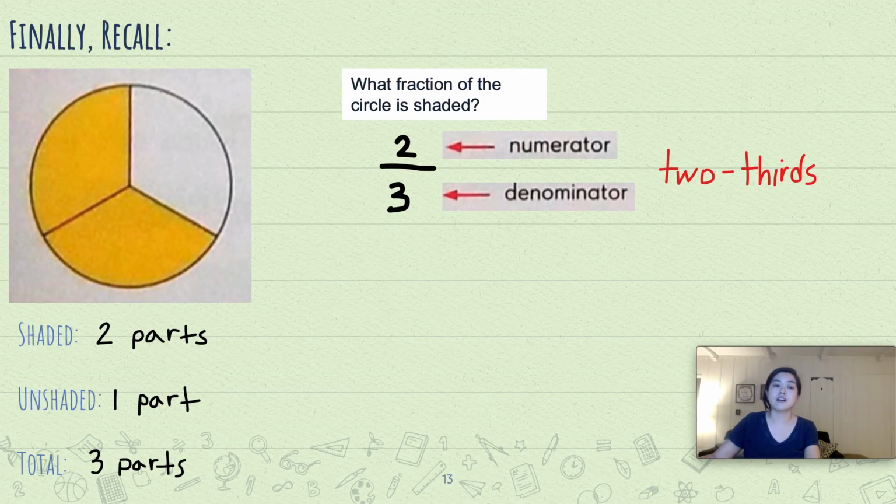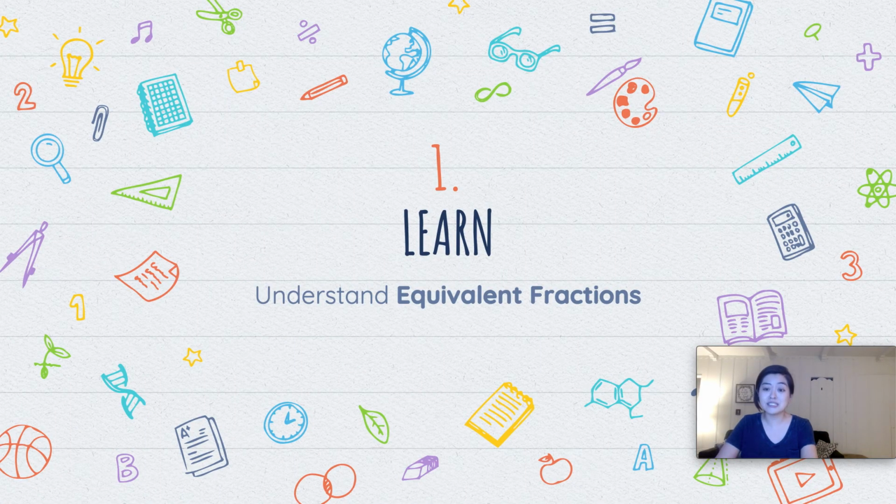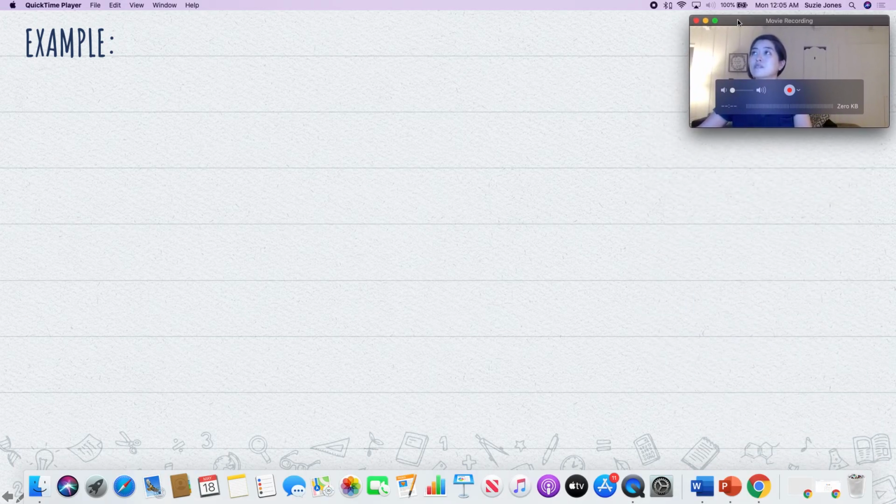And in this fraction, the shaded part is 2/3, and we also learned that the numerator is the top number, the denominator is the bottom number. Okay? All right. So let's talk about equivalent fractions. Look at this example while I move my little video screen at the top.